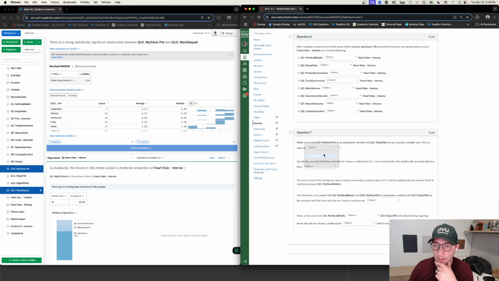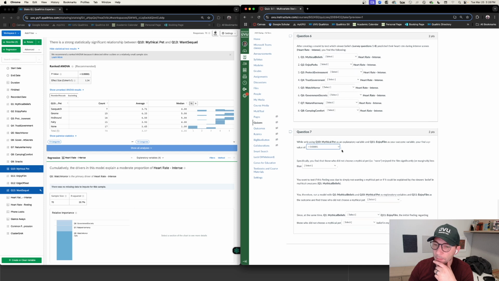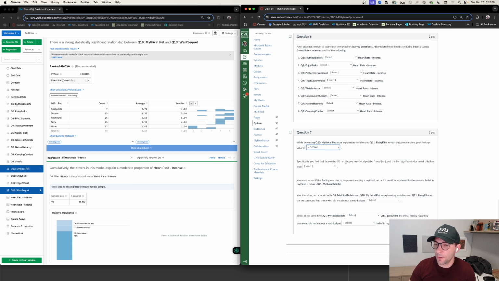In this case, that matches here. Specifically, you find that those who did not choose a mythical pet, the none, enjoyed the film significantly or marginally less than the others. So again, just because there's a p-value doesn't mean that all of these groups, these are the averages on how much they wanted to see a sequel for me, significantly differ from one another.